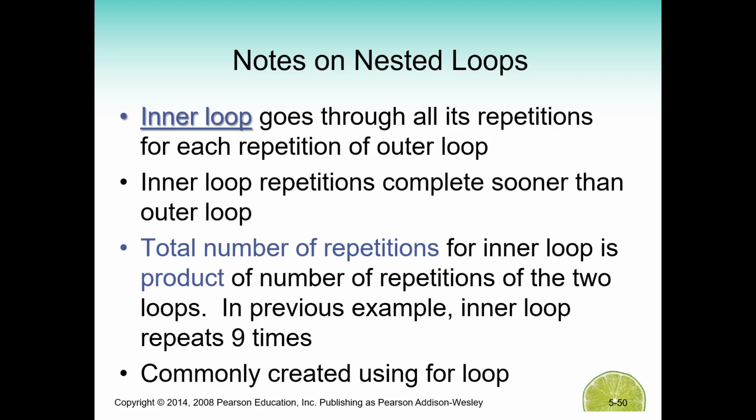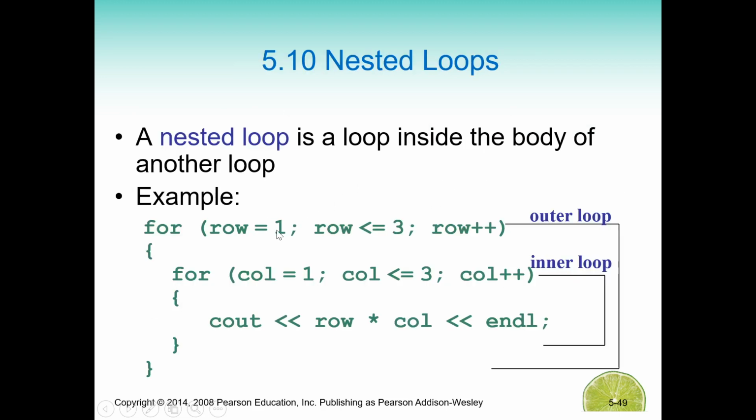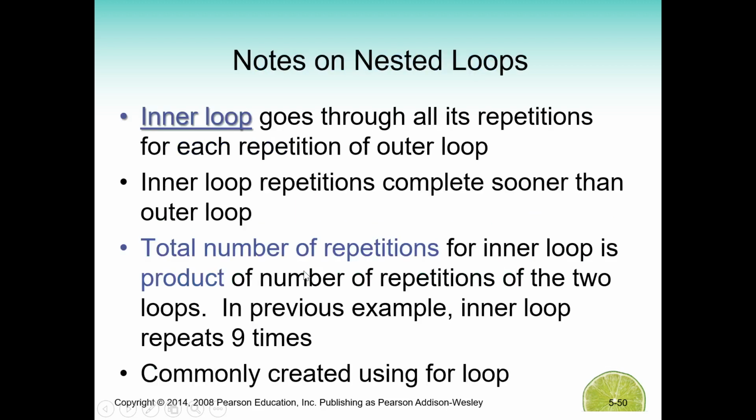All right, so there are some notes to notice here. The inner loop, as I mentioned to you, goes through all its repetitions for each repetition of the outer loop. So the inner loop will have many more repetitions, and its repetitions complete sooner than the outer loop, because for each item in the outer loop, we will have a full loop of the inner loop. I think this should be clear to you.